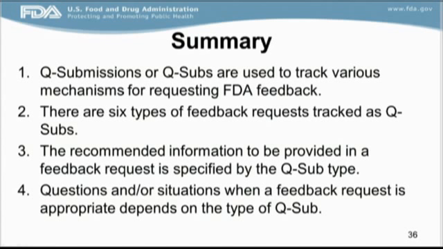Then we discussed formal early collaboration meeting requests, which are defined by the statute as determination and agreement meetings. Next, we covered submission issue meetings, which can be requested to discuss deficiencies identified during a pre-market review. And lastly, we discussed Day 100 meetings for PMA applications, which may be requested to discuss the review status of a PMA application. All of these requests are tracked as Q subs. We also discussed the specific information that is recommended for each type of Q sub request. And finally, we discussed some examples of the types of questions and/or situations which are appropriate for each specific Q sub type.